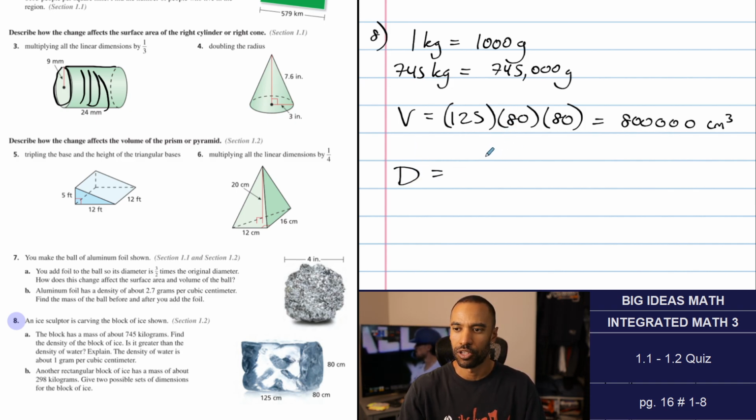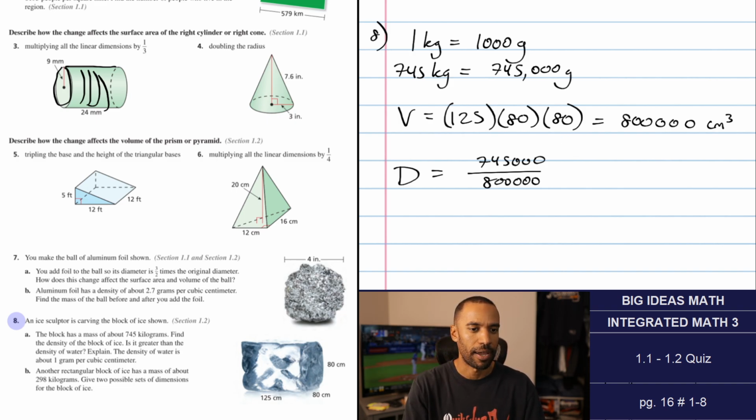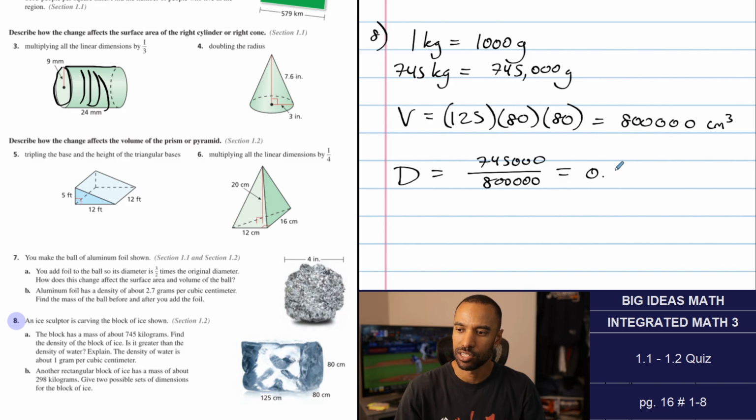So grams per cubic centimeter is all about that density, right? Density is mass over volume. That's just less than 1. 745,000 divided by 800,000 is 0.93125. That's exact. 0.93125 grams per cubic centimeter.